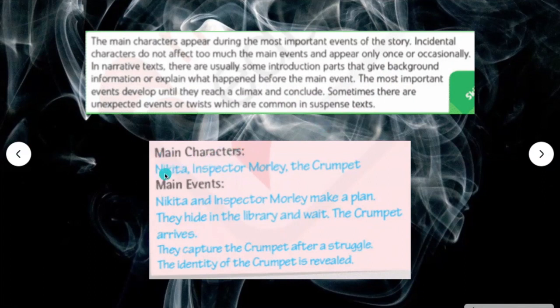Main characters: Nikita, Inspector Morley, the Crumpet. Main events: Nikita and Inspector Morley make a plan. They hide in the library and wait. The Crumpet arrives. They capture the Crumpet after a struggle. The identity of the Crumpet is revealed. These are the main characters and main events of a story we will read in a moment.